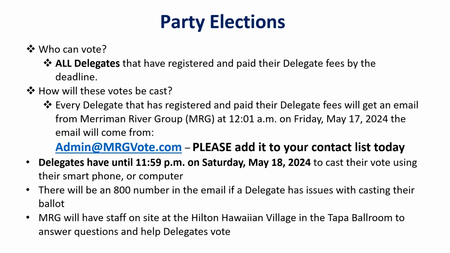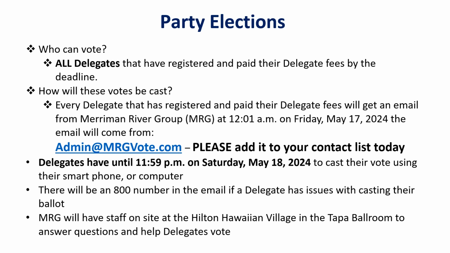So for the party elections, the people who are eligible to vote will be delegates who have registered and paid their delegate fees by the deadline, which was last week, so you should have done so already. You'll receive an email from Merriam River Group at 12:01 a.m. on Friday, May 17th, and this email will contain the information that you will need to cast your ballot.